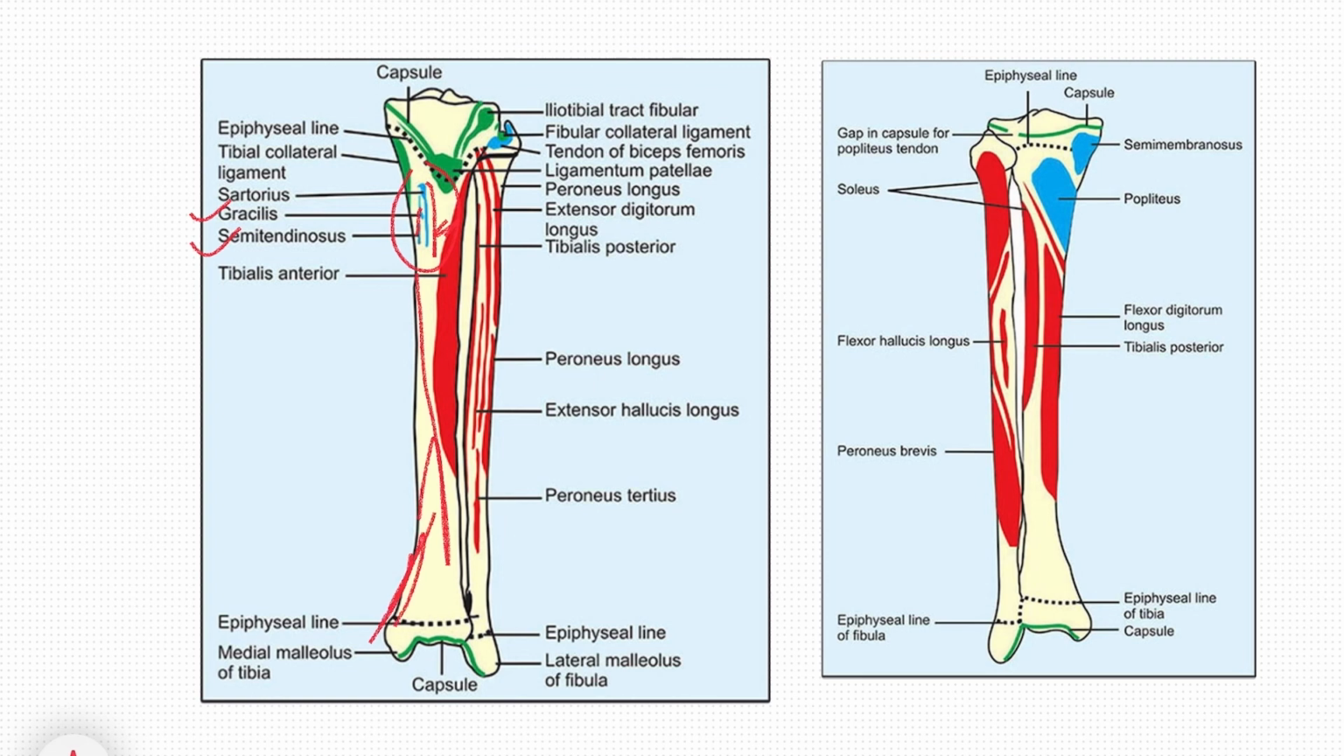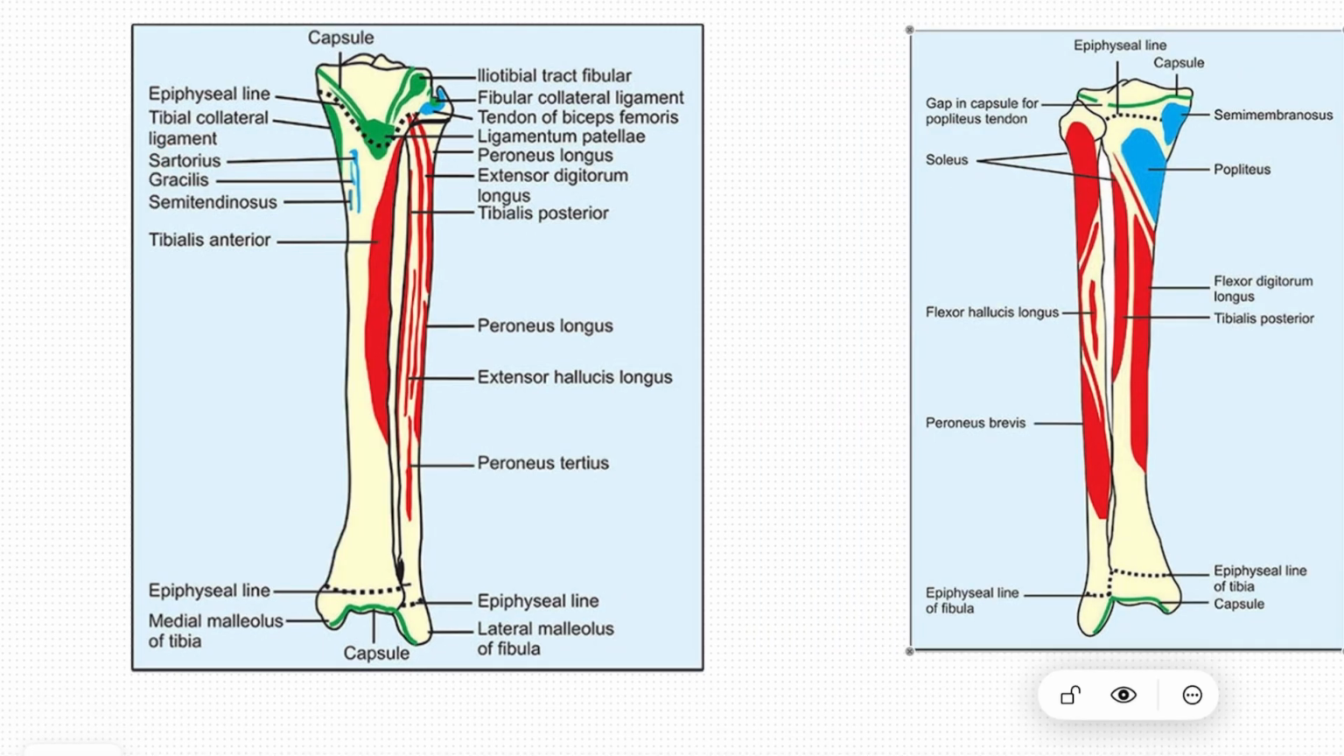So it is crossed by two important structures. These are the great saphenous vein and the saphenous nerve. Now sartorius, gracilis and semitendinosus, these three muscles are from three different compartments and they form the pes anserinus. So what is the functional importance of the pes anserinus here? By the combined actions of these three muscles, acting from the tibia, they stabilize the bony pelvis.